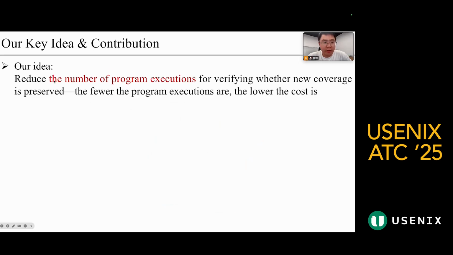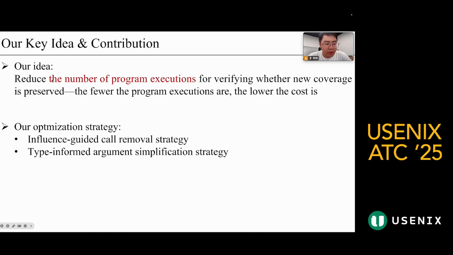To mitigate this tension, our idea is to reduce the number of program executions for verifying whether new coverage is preserved. The fewer the program executions are, the lower the cost is. To implement this idea, we designed two optimization strategies: influence-guided call removal and type-informed argument simplification.